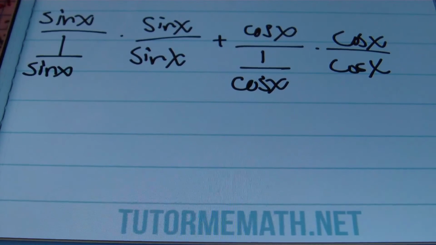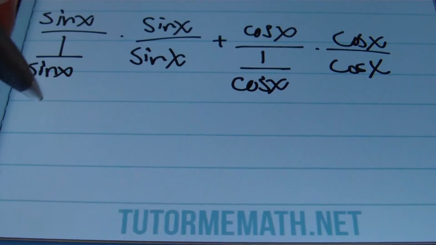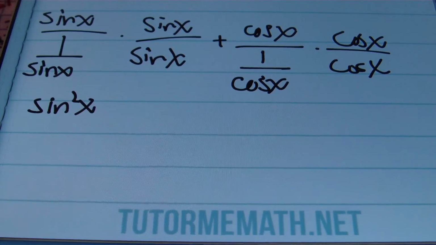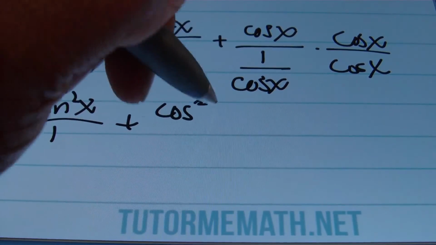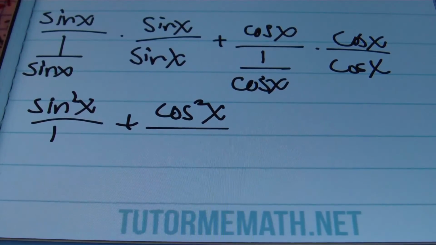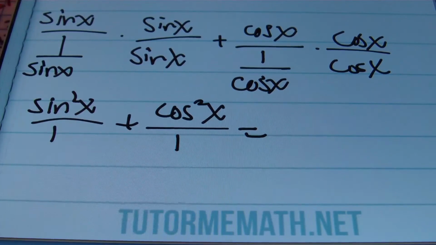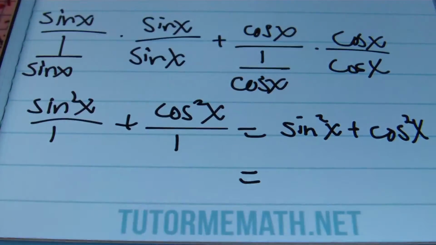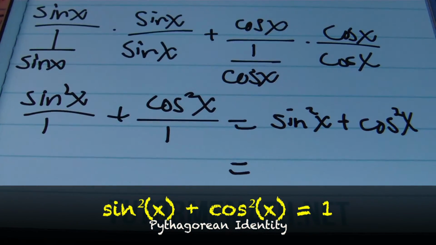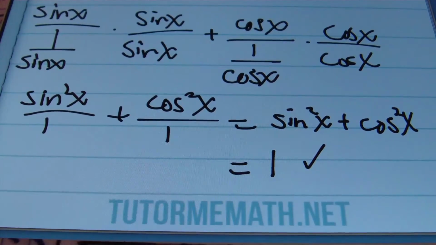Now, multiplying straight across, sine x times sine x gives us sine squared x. And then 1 over sine x times sine x is just 1. Then cosine x times cosine x is cosine squared x, and in the denominator, 1 over cosine x times cosine x is just 1. So from here we just have sine squared x plus cosine squared x. And last time I checked, using your Pythagorean identity, sine squared x plus cosine squared x equals 1. Left side equals the right side. We're done. That was problem number 5.